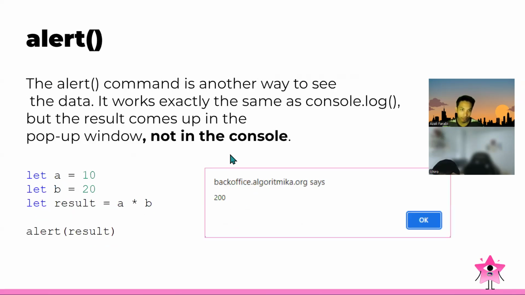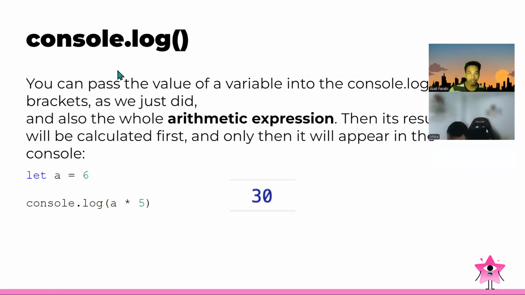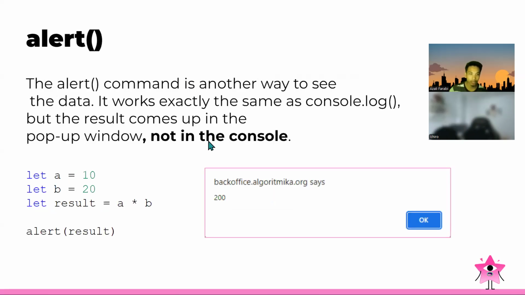Okay? And when you want to make something like a pop-up on your browser or on your web page, you can use the alert function. This is how we can do that. So console.log for displaying something, alert for creating a pop-up on your window.